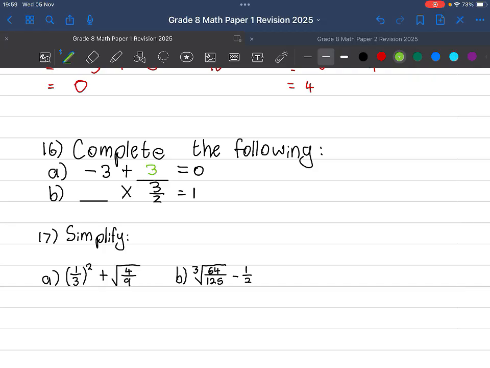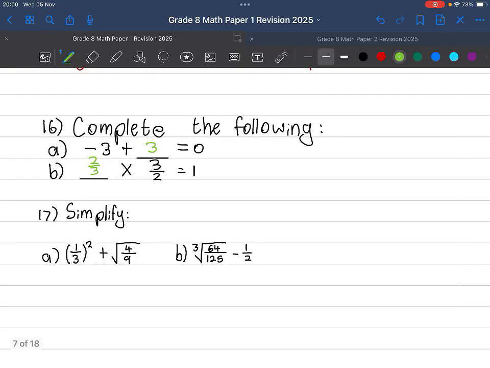Alright, and for b we have some number times 3 over 2 to equal 1. Doesn't that remind you of your multiplicative inverse, which is 2 over 3 times 3 over 2 to give you 1. You flip the fraction. Alright, this was our additive, and this was our multiplicative.